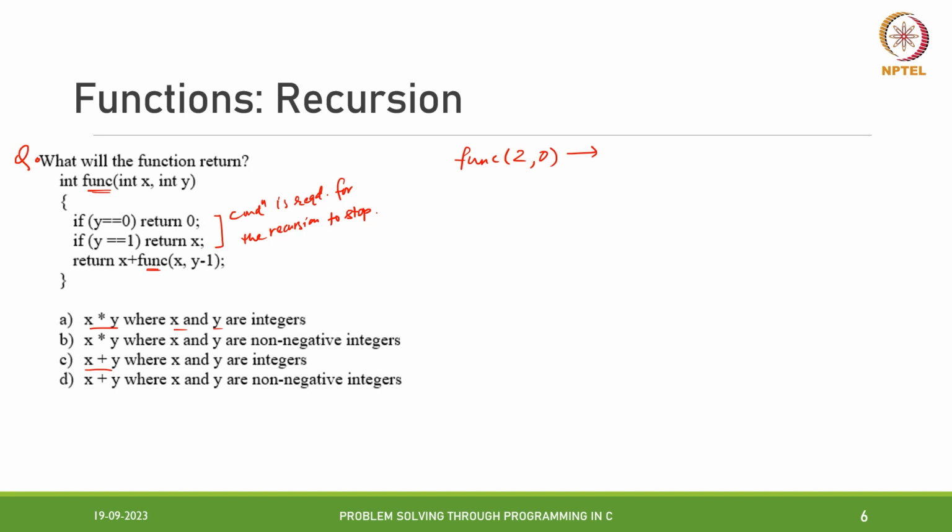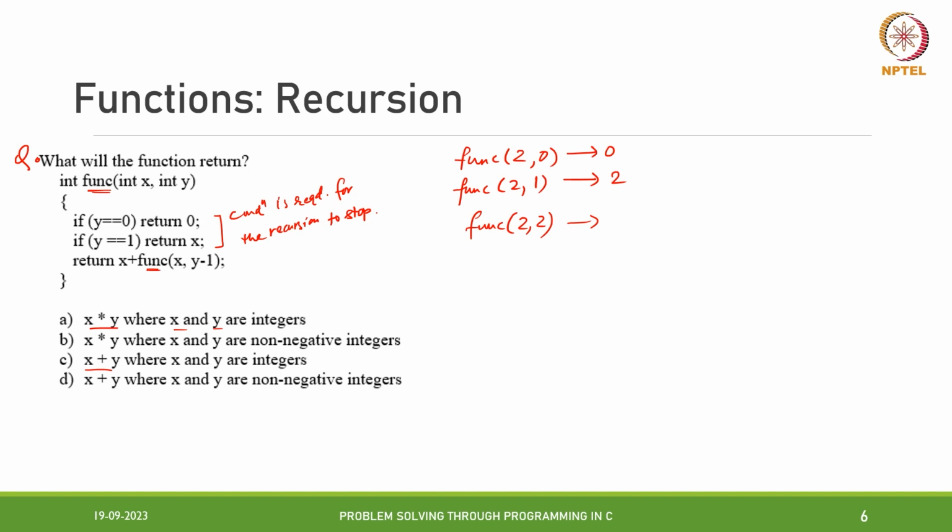If I call the function func with 2 and 0, what will be the return from the function? 0, right. Now similarly, if I write 2 comma 1, it will return 2, right? It will return 2 because y is 1, so it will just return x. Now if I write func 2 comma 2, what will that do? That will not satisfy these two equations, so it returns 3 plus something.